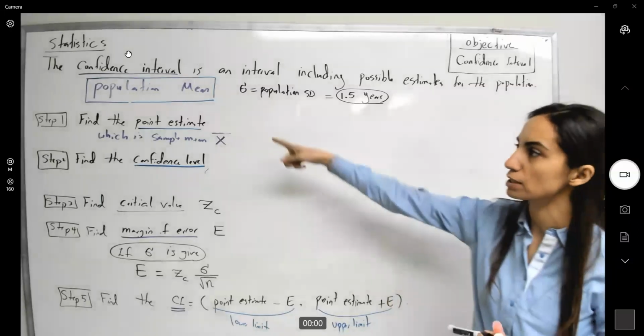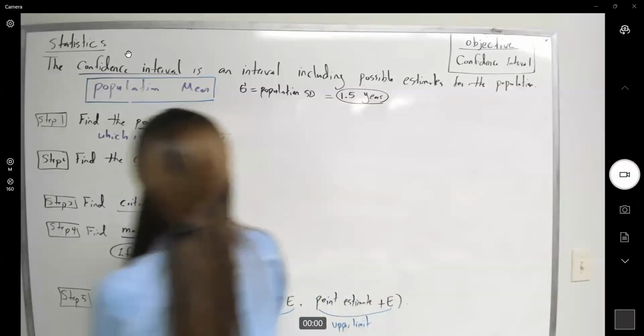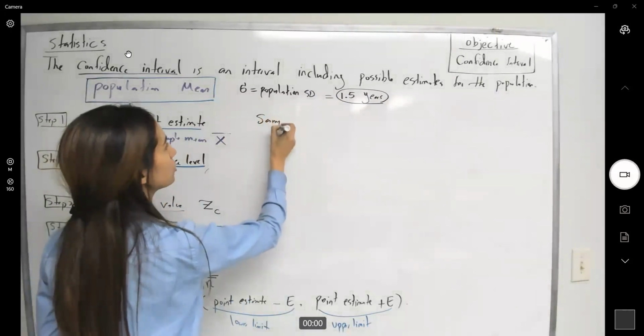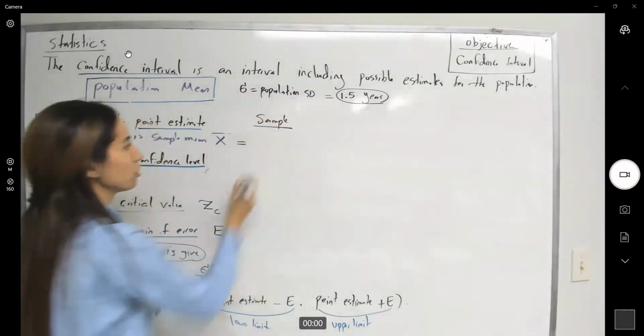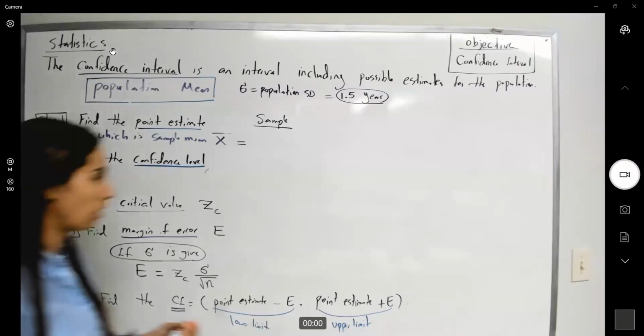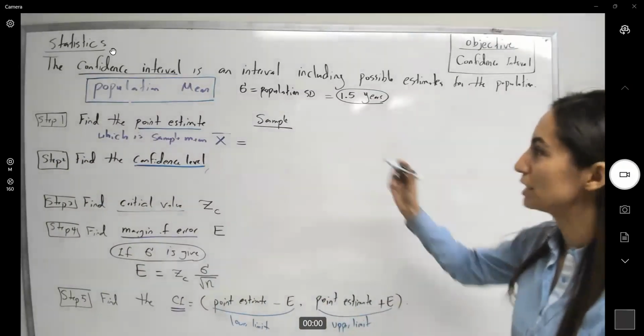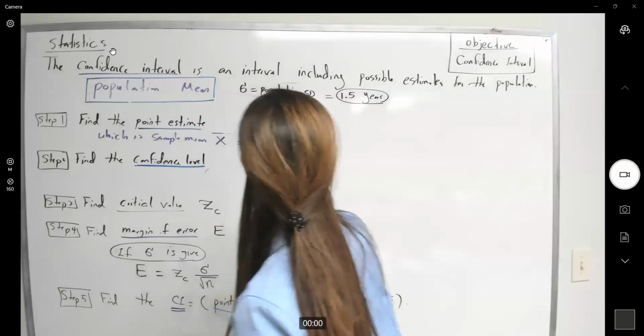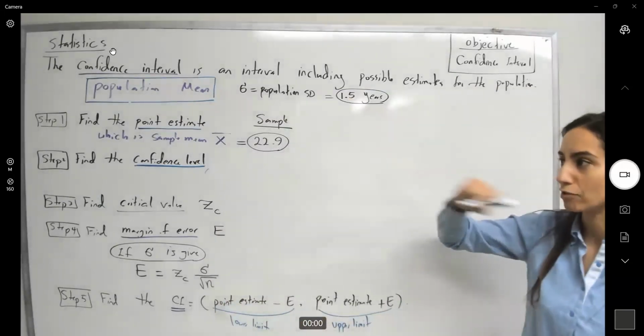So what's the point estimate? We know that we have a sample. What is the mean age in that sample? What is X bar? I also have X bar, or the sample mean, which is 22.9. This is the information that I have.